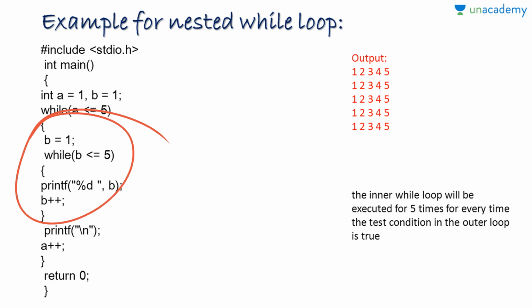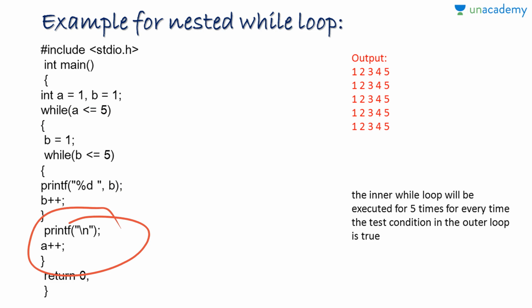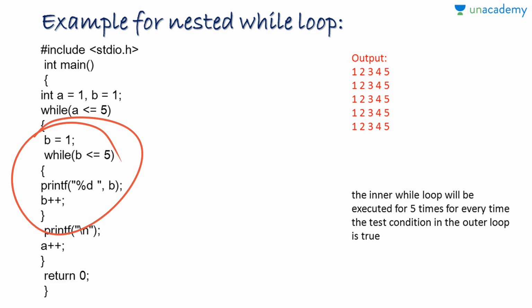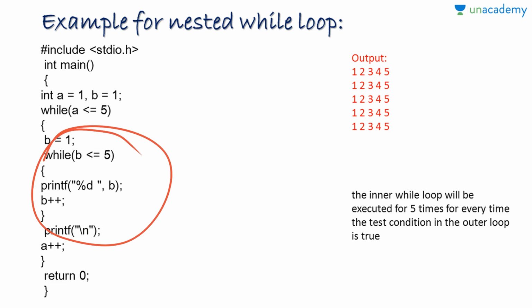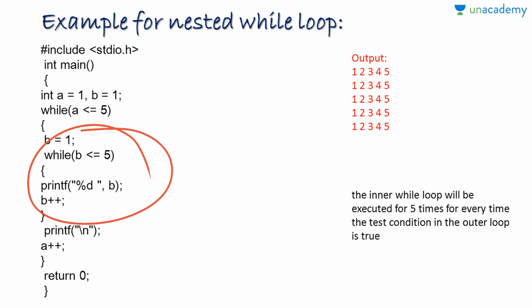Then it executes this printf statement of the outer while loop, that is the new line \n. After that, increment a. A was 1 before when we started executing this. So increment it to 2 now. Then 2 is also less than or equal to 5. So come and execute this inner while loop again. So again after b is equal to 5, it will come out of the loop, execute the new line and increment a to 3.